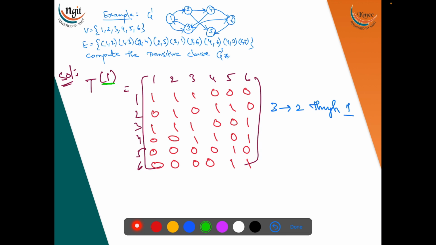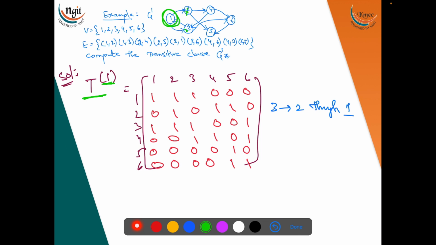Now let's see, from 3 to 2 there is no edge, correct? But 3 is reachable to 2 through 1. So I am making T1 transitive closure. This 1 indicates the vertex which is the intermediary to make other vertices reachable. So 1 is the intermediary for what? Only for 3 to 2, correct?